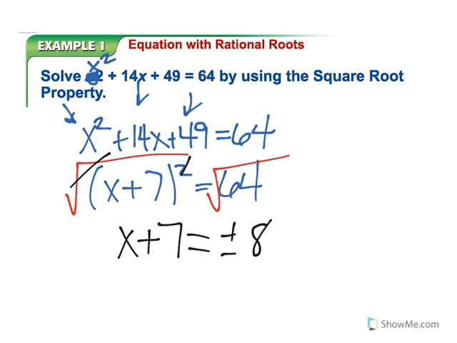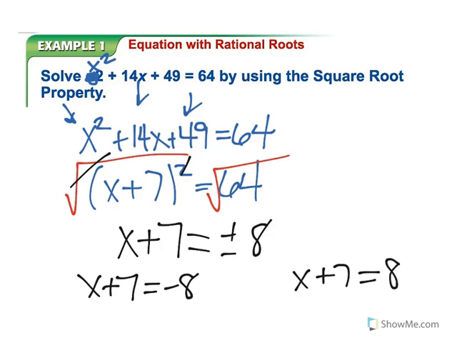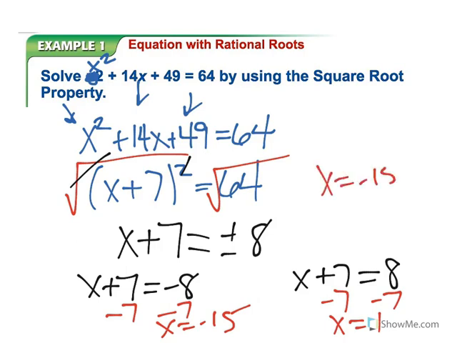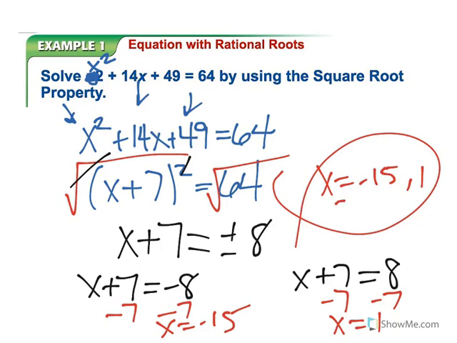Now we have to set up two different equations since we do have a plus or a minus. We get x plus 7 equals negative 8, and then we get x plus 7 is equal to positive 8. And we're going to solve for x in both situations. Here we're going to subtract 7 from both sides, and we get x equals negative 15. And over here we're going to subtract 7 from both sides, and we get x is equal to 1. So our two answers are x equals negative 15 and 1. And we can actually write this as a solution set with our brackets of negative 15 and 1.